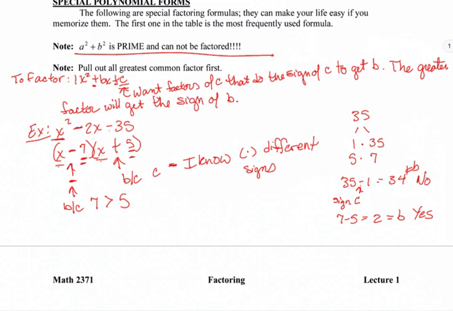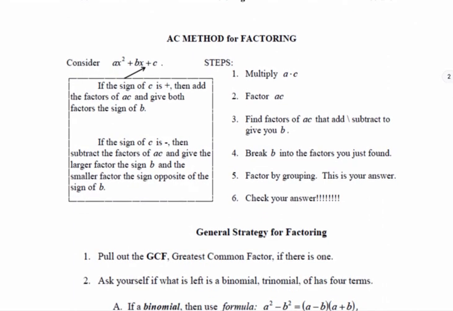Now that leads us into the next method, which is the AC method. How do we factor things that have an A and a C? First we multiply A times C, then we find factors of A and C that add or subtract, that do whatever sign is before the C, to give us the number that's B. Then we break that B into two terms. Then we group the first two terms together and the last two terms together and factor out our greatest common factors. Then we check our answers.